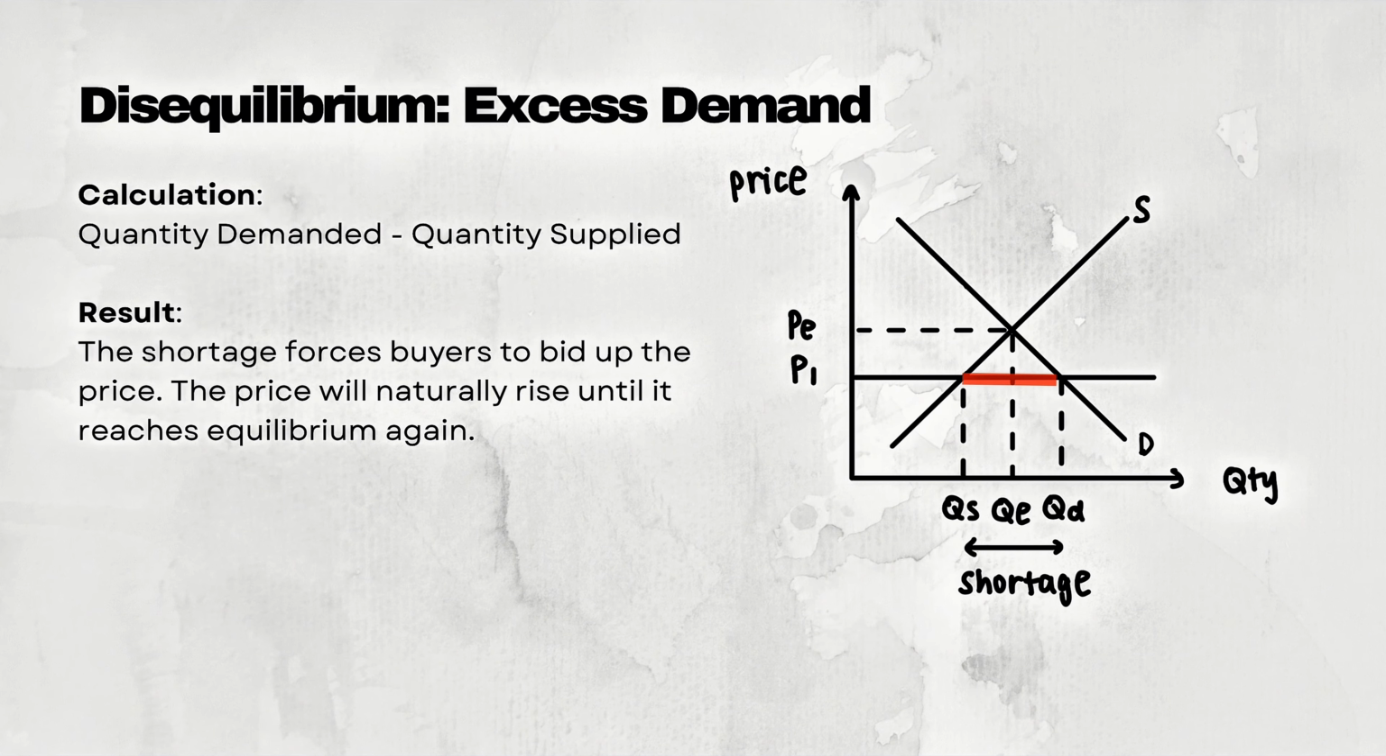So the result of this in the free market is that the shortage forces buyers to bid up the price, and then the price will naturally rise until it reaches equilibrium again.